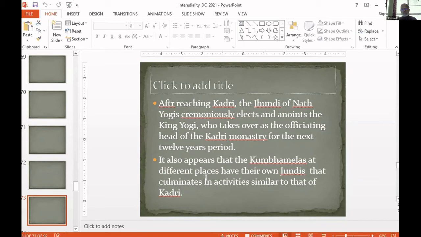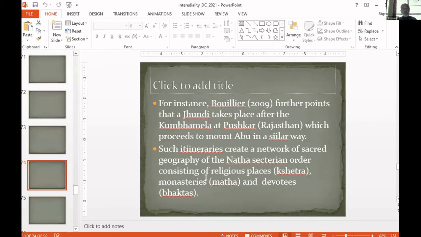It also appears that the Kumbh Melas at different places have their own jhundis that culminate in activities similar to that of Kadri. For instance, Bouillier further points out that a jhundi takes place after the Kumbh Mela at Pushkar in Rajasthan, which proceeds to Mount Abu in a similar way. Such itineraries create a network of sacred geography of the Natha sectarian order, consisting of religious places, kshetra, urs, dargah, monasteries, matha, and khankhas, etc., and devotees, bhaktas, followers.